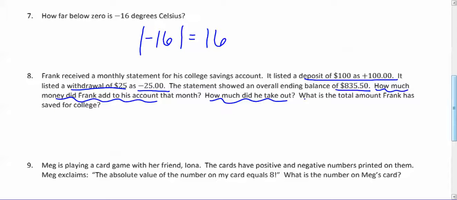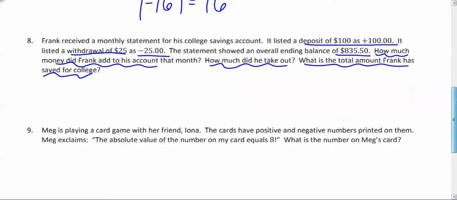What is the total amount Frank has saved for college? So it's looking for those 3 numbers that we've underlined. So the first one was a deposit of 100. So we're looking for the absolute value of 100. What's the absolute value of 100? 100.